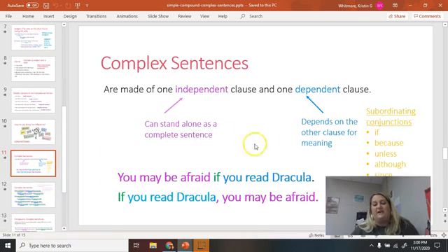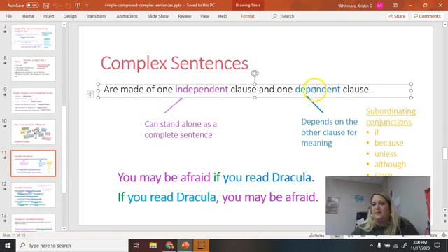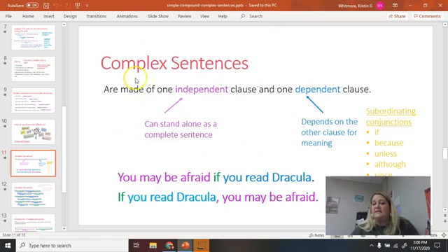So here's just one more example. Complex sentences are made of one independent clause and one dependent clause. Complex sentences use the subordinating conjunctions. I told you earlier that that sentence did not have the right conjunction. So that's because they need subordinating conjunctions. If, because, unless, although, since, until, and while. Okay?